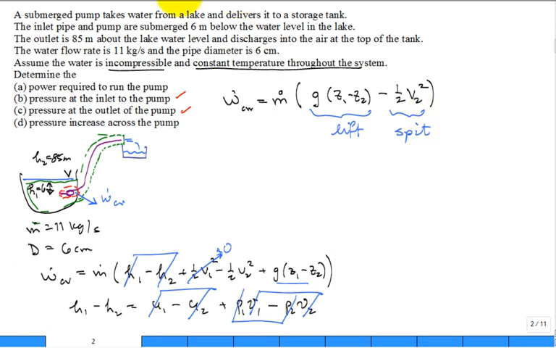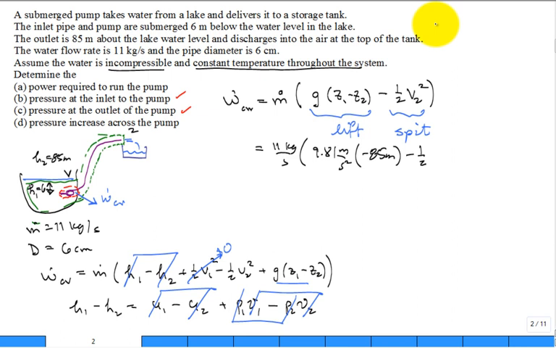So let's go ahead and put our numbers in. It's 11 kilograms per second, 9.81 meters per second squared, and then we have an elevation change. Where is Z1 minus Z2? This is state 2 at the exit. There's 1. What is Z1 minus Z2? Is it negative 85? Then we have minus 1/2. I need to calculate V2. Did I calculate it already? But I think you know how to calculate V2 pretty easily, right?